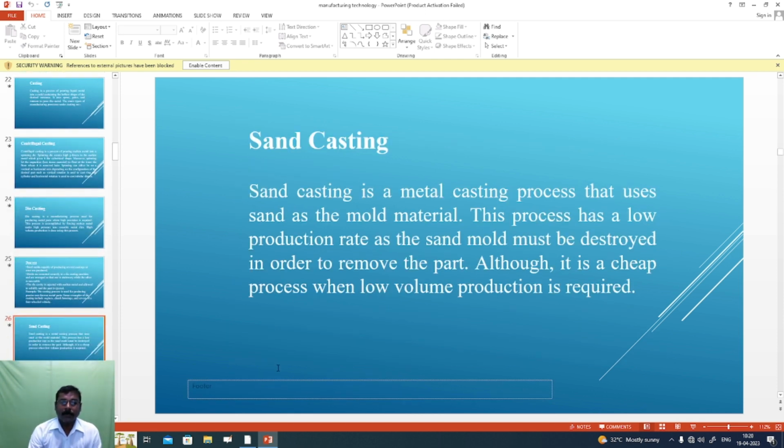Sand casting. Sand casting is a metal casting process that uses sand as the mold material. This process has a low production rate as the sand mold must be destroyed in order to remove the part. So although it is a cheap process when low volume production is required.